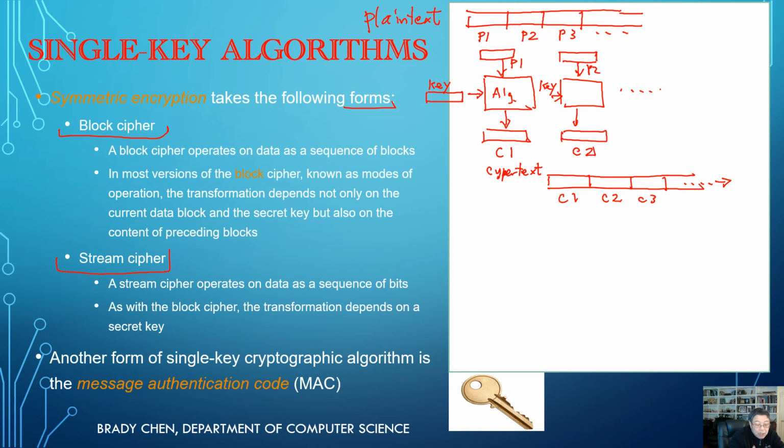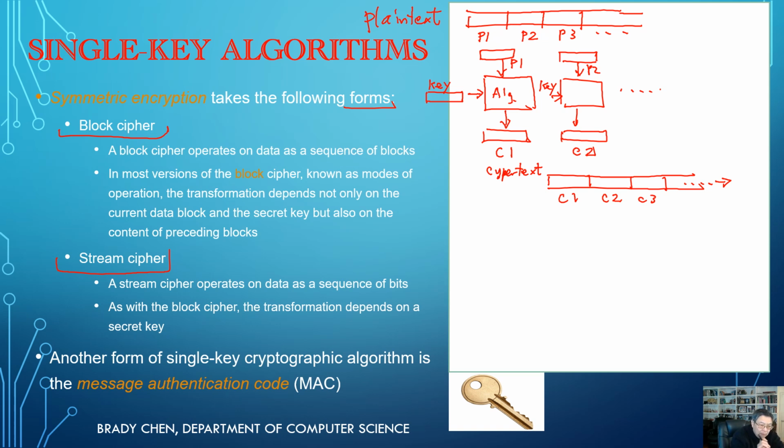The decryption is pretty much similar. The algorithm takes C1 and mixes it with the key, and then restores the original block, P1. And this process continues.